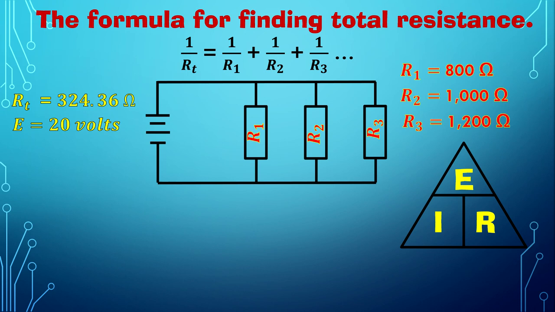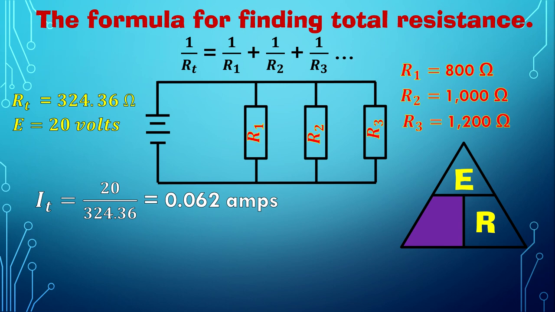All right, but now I can find my current. I can find out how many amps are flowing in this circuit. I cover up the I. So it's E divided by R. So we've got 20 divided by 324.36, which comes out to 0.062 amps, or you could say 62 milliamps.